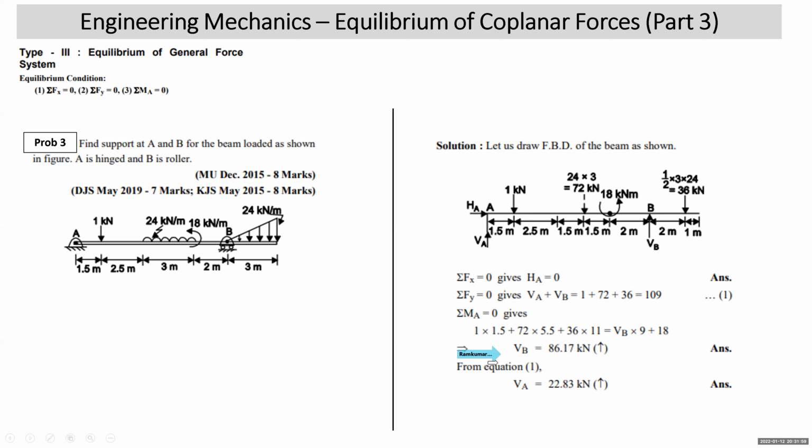So this way we arrived at the value of VB, which comes out to be 86.17 kilonewton. Then the value of VB is substituted in equation number 1. You get the value of VA, which comes out to be 22.8.